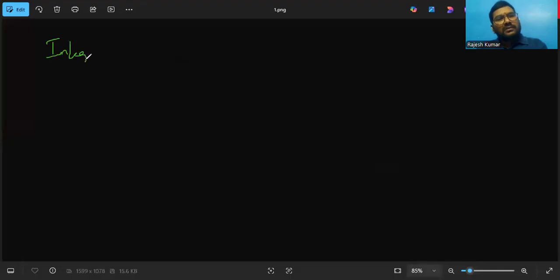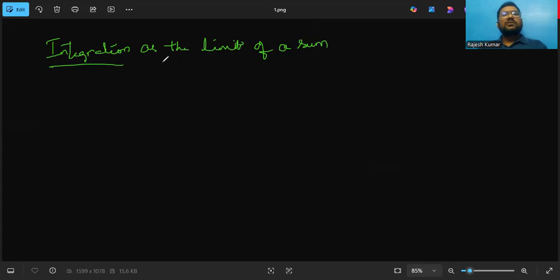Here I want to start my topic from definite integration, named integration as the limit of a sum. So that's my topic today, integration as the limit of a sum.